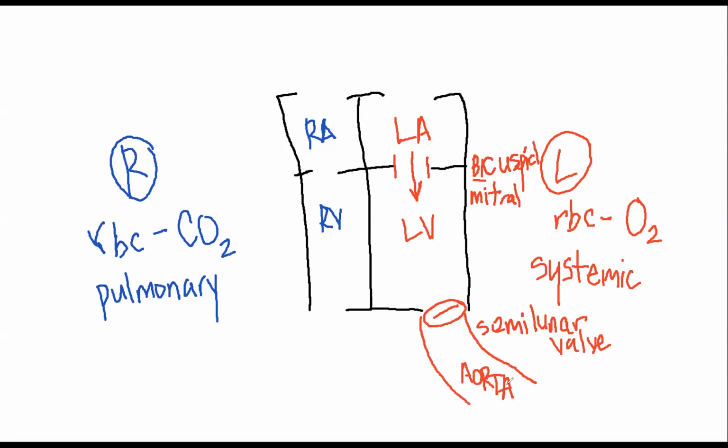And of course, your aorta, right? Then if that semilunar valve goes through the aorta, then that semilunar valve has to be called the aortic semilunar valve. Makes sense. And then of course the aorta and through all the other arteries brings oxygen to the rest of the system, hence the systemic circulation.